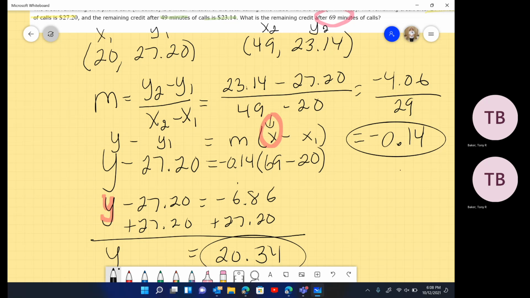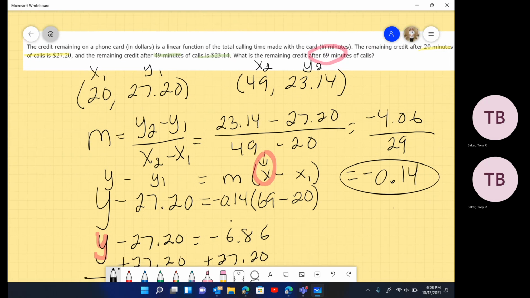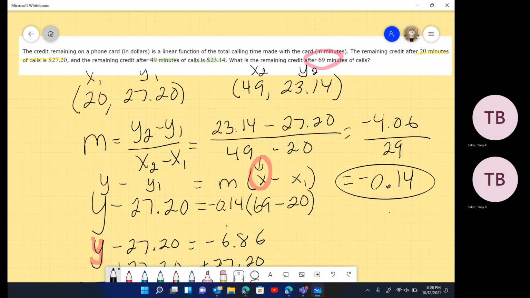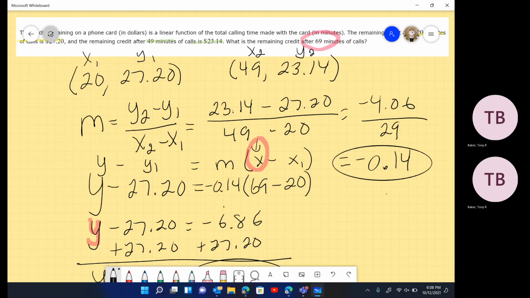Now, the nice thing about this topic is it's realistic. So you should have a general idea if your answer is right. You might not get the exact number, but if you screw this up, odds are your number is going to be way off from what makes sense. So if I'm making phone calls, the amount of money I have on the card should go down, correct? So after 49 minutes, it was $23.14. After 69 minutes, it was $20.34. That makes sense. Okay?